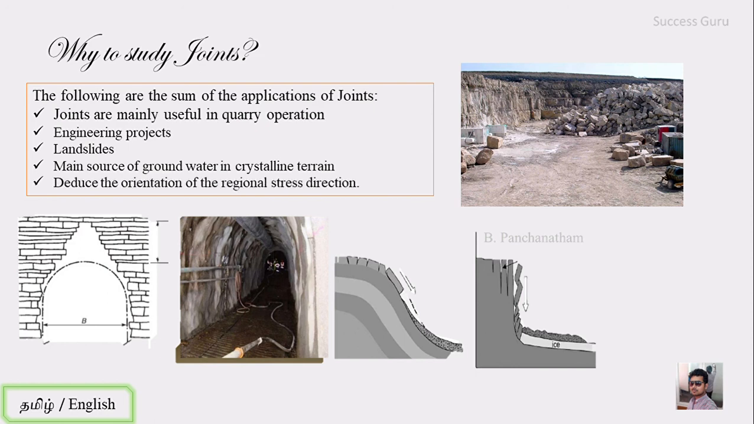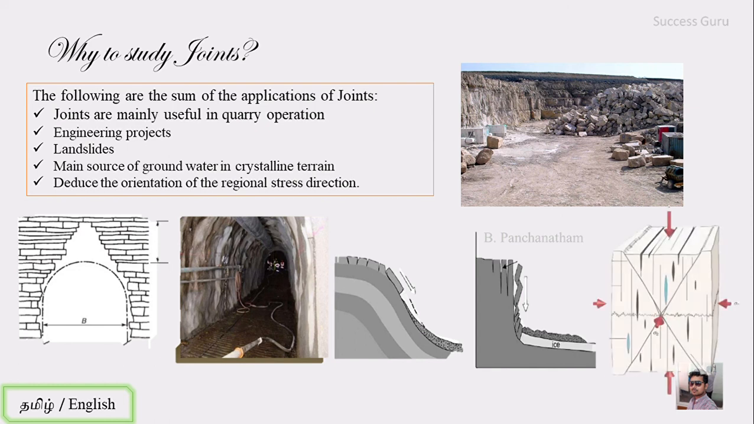And the next one is to deduce the orientation of the regional stress direction. So to understand the overall stress direction of the whole area, you can study the joints, which will help you to find out the regional stress directions, right? So I hope I have explained what is a joint, the classification of joint and the importance of joint.